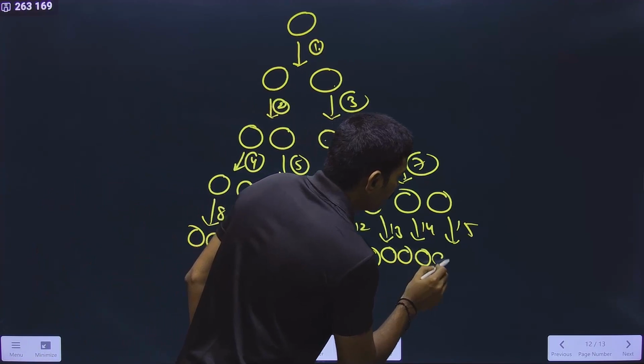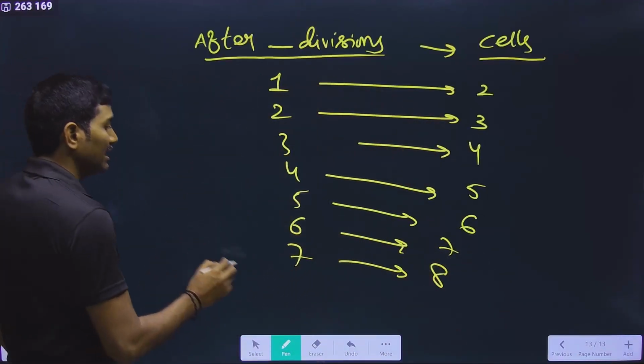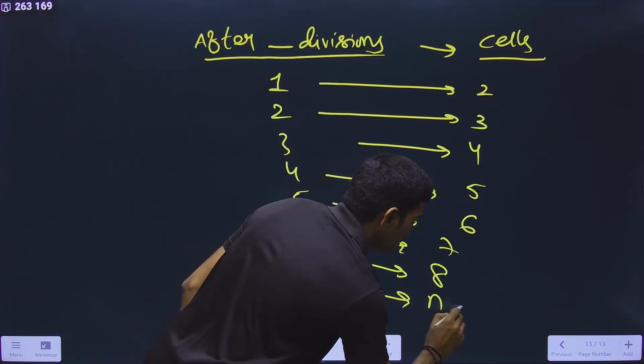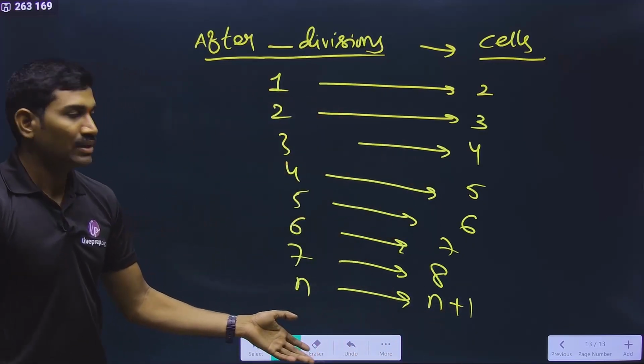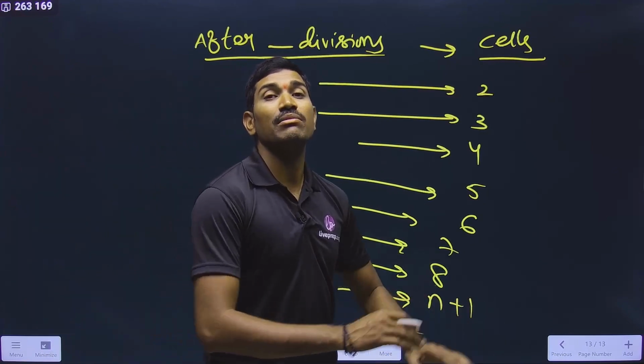So that formula you need to observe very carefully. You don't need to learn it by heart, understand this. After n number of divisions, how many cells will be there? n plus 1 will be there. After n number of mitotic divisions, n plus 1 cells will be formed.